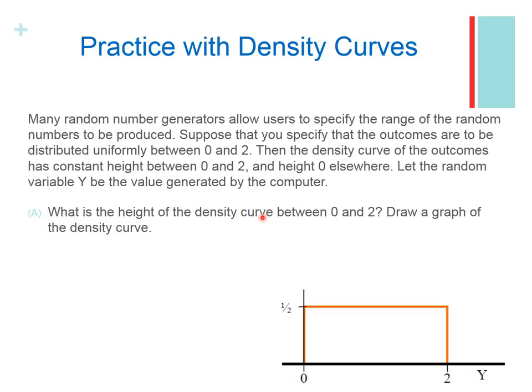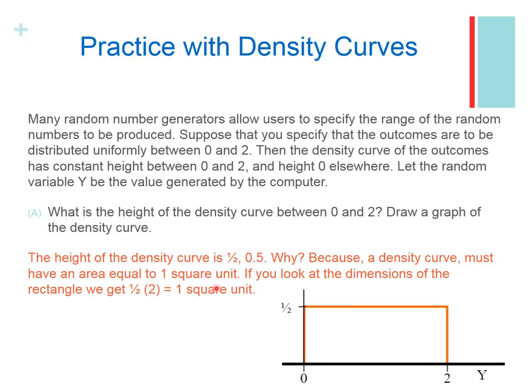All right, so let's check it out. We have our density curve from 0 to 2. We know it has a uniform height, so it's all exactly the same height. How did we get a height of 1/2 here? How did we figure that out?